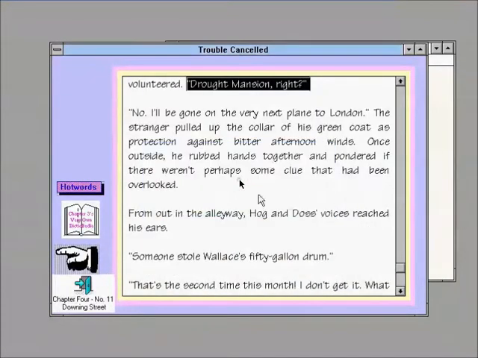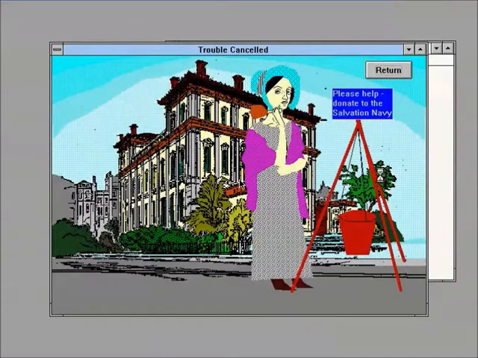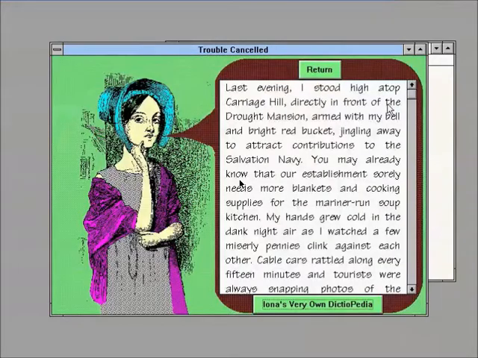Hotword. Draw to mansion. Oh gosh, when you redraw one of your Victorian things. Oh, again.